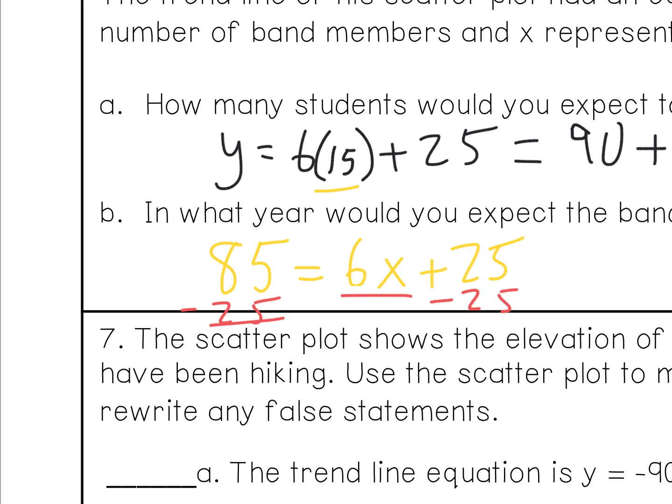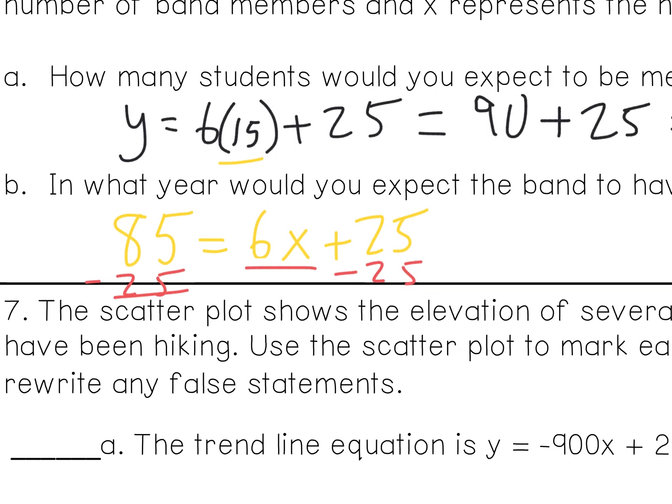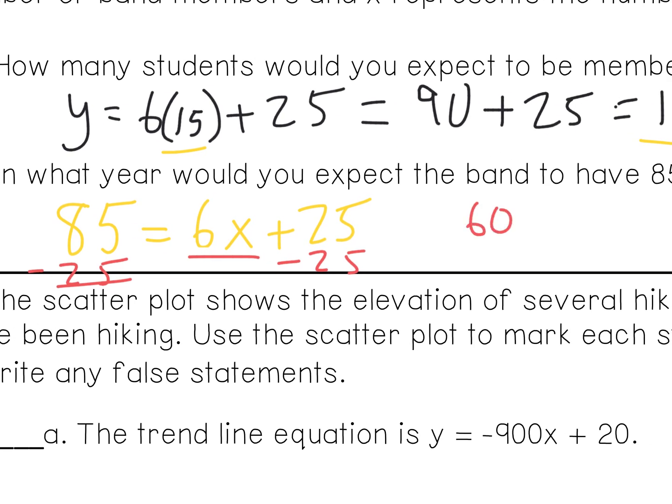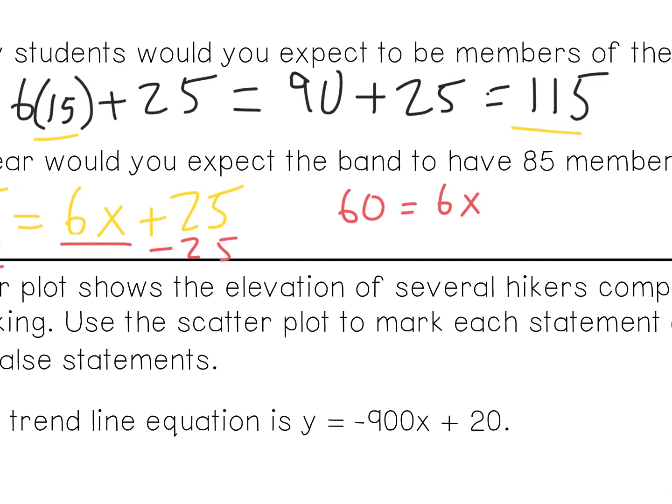What are we left with when we do that subtraction? 60. So 60 equals 6x. And I think most people here can see the answer already, but we want to do it fully so that way we understand how we get that answer. 6x, how do I get that x by itself? I do the opposite. So divide by 6. What is 60 divided by 6? 10. So 10 is equal to x.